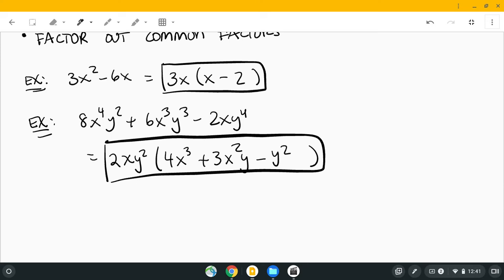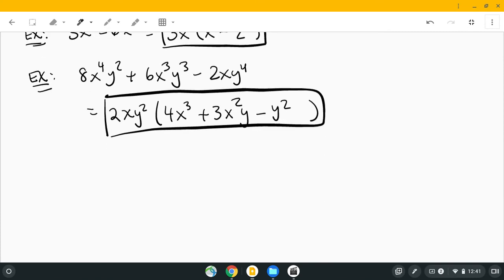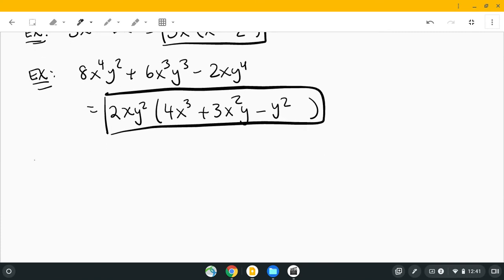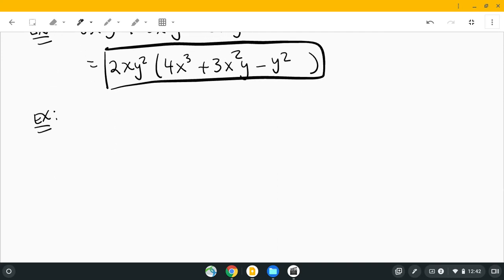Okay, so that's how I can factor that one using common factors. And let's take a look at this one. This last example kind of demonstrates how factoring by common factor relates to factoring by grouping. When you're doing factoring by grouping, you eventually end up with something that looks like this.